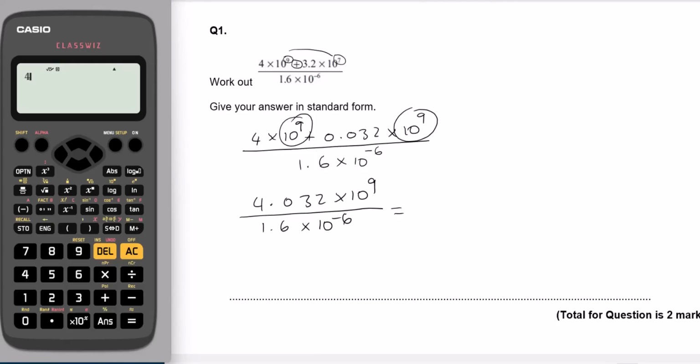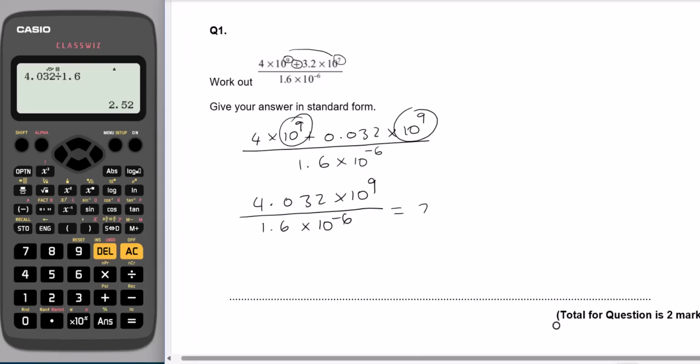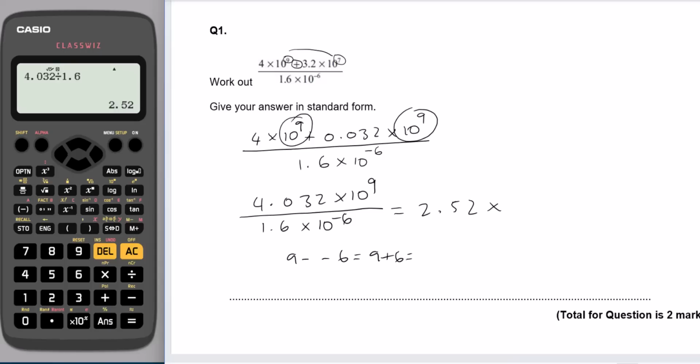4.032 divided by 1.6 gives an answer of 2.52. Times 10 to the power of 9, because we're dividing, we're going to take away the powers, so 9 take away minus 6 gives us 9 plus 6, which is 15, because two negatives next to each other become a positive. So the final answer is 2.52 times 10 to the power of 15, and this question is worth 2 marks. Feels like a lot of working for a 2-mark question.